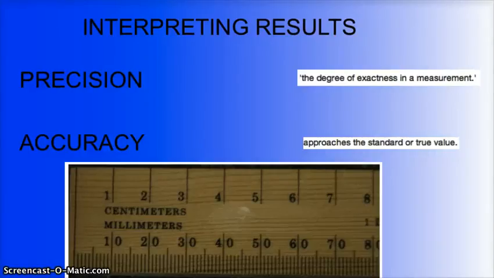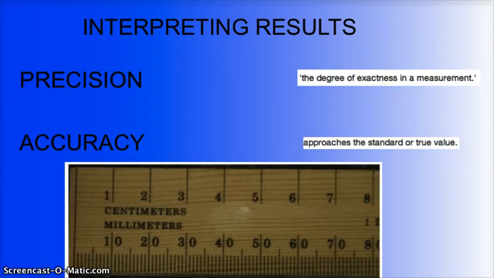Today we're going to be talking about interpreting results as they have to do with scientific experiments. Interpreting the results of a scientific observation can be trickier than you might realize. The first obstacle to having accurate and good interpretation of your results is precision and accuracy, and knowing the difference between the two.